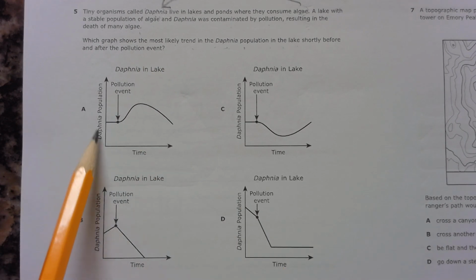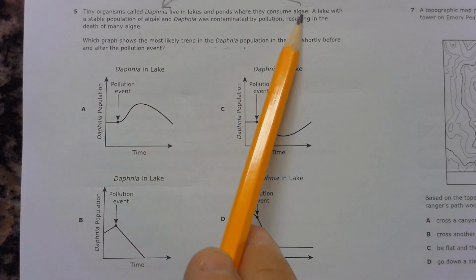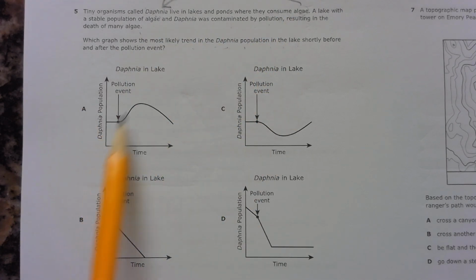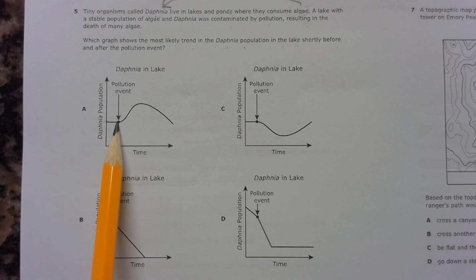Notice on the side it says Daphnia population. That means the number of the Daphnia. Remember, the Daphnia eat the algae. So there's the pollution event, there's the dot, right? So you have the Daphnia, and then you have the pollution event that kills the algae. That should cause there to be less food for Daphnia. So the graph should go down here because the algae are dead from the pollution.